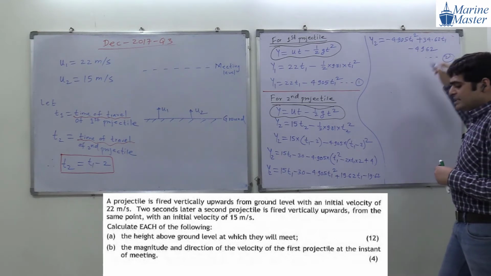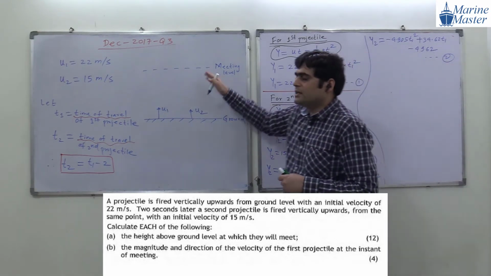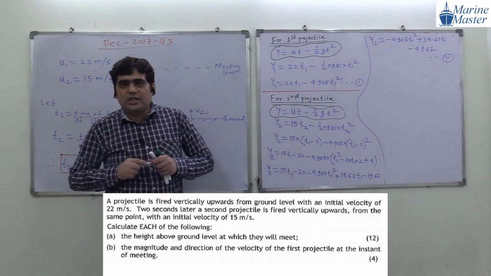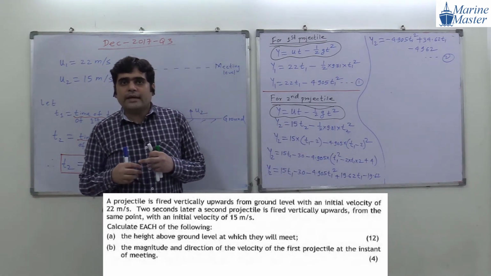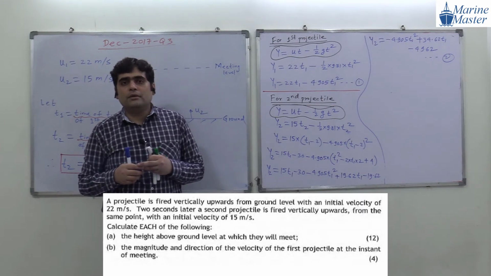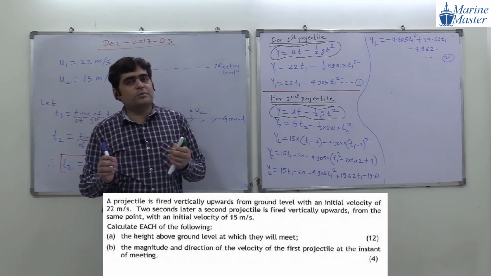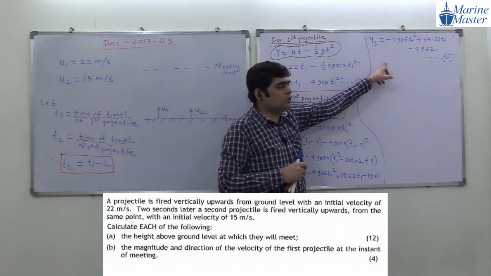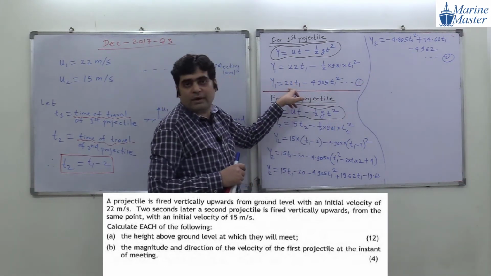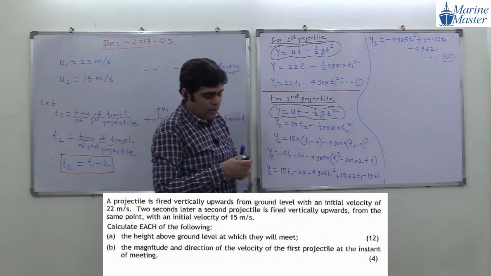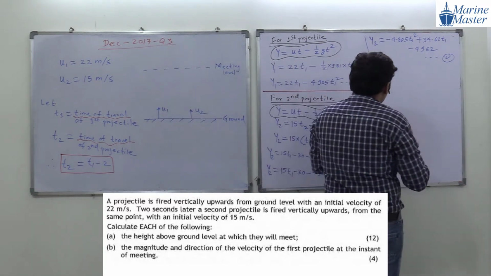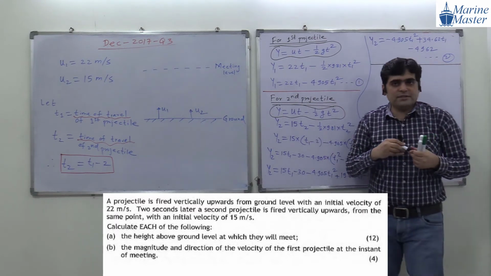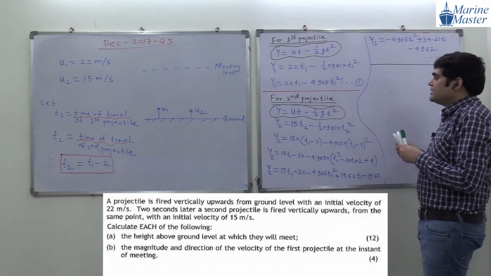Now, guys, what is the speciality of this meeting point? At this meeting level, vertical displacement of both the projectiles will be the same. Guys, see, at the meeting level, what will happen? Vertical displacement of both the projectiles will be the same. This is the vertical displacement of the second projectile, y2. y1 means vertical displacement of the first projectile. So, what we can say? Everyone, try to observe the things here. So, what we can say at meeting level?